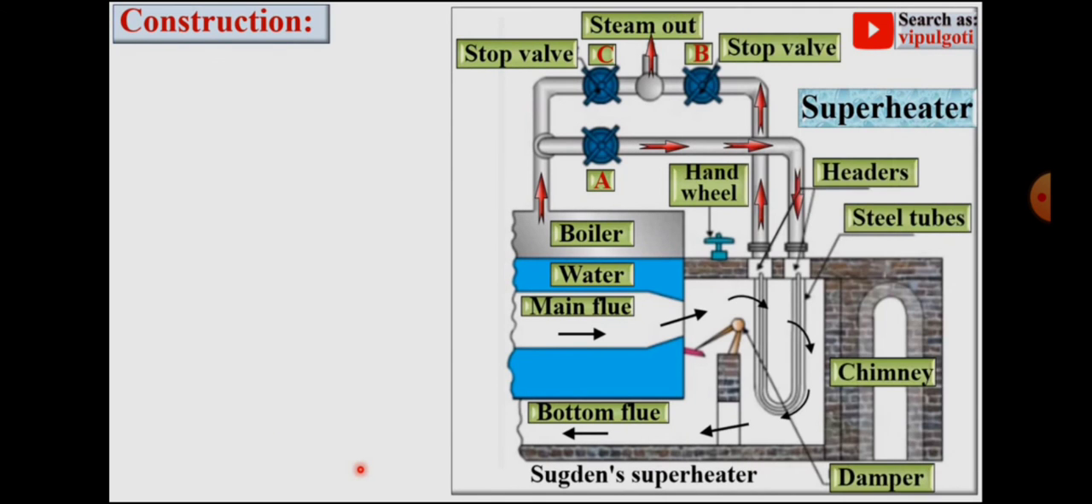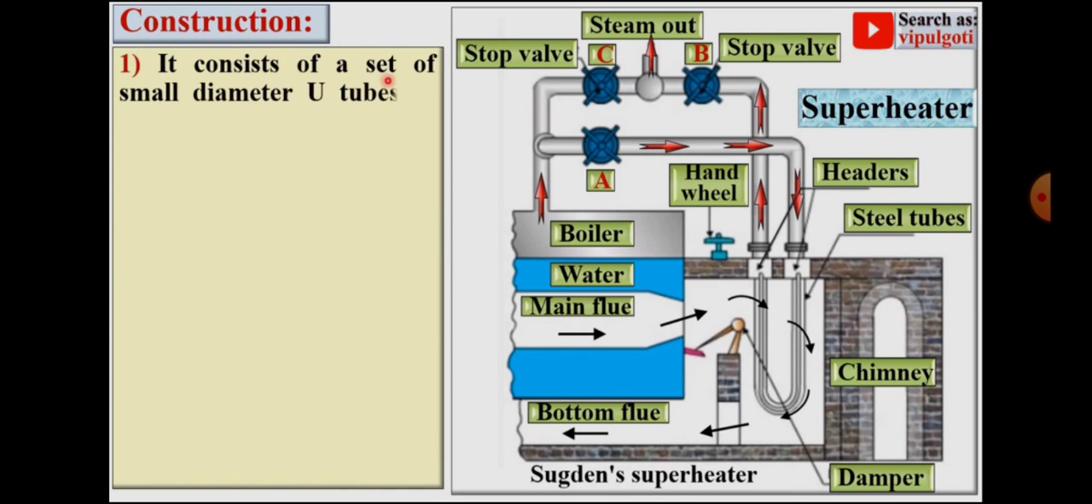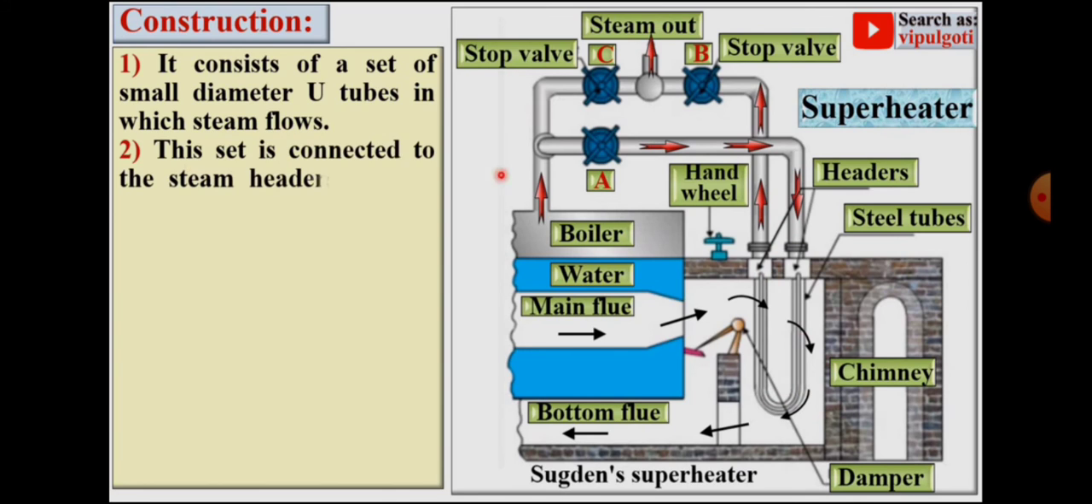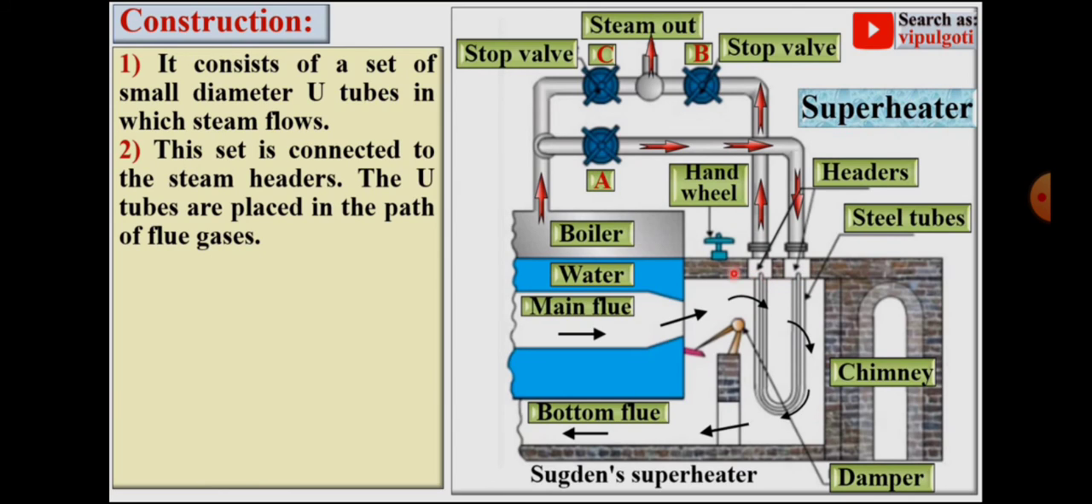Now the construction of the superheater. This is a very good figure to understand the construction of the superheater. It consists of a set of small diameter U-tubes, here you can see, in which steam flows. This set is connected to the steam headers. These are the steam headers. The U-tubes are placed in the path of flue gases. Here you can see this one is the path of the flue gases.